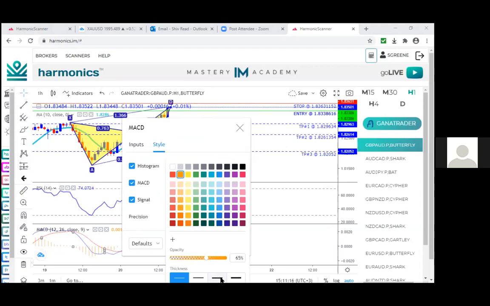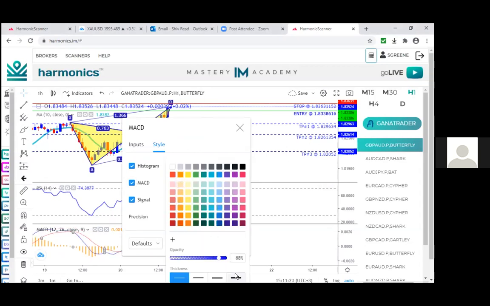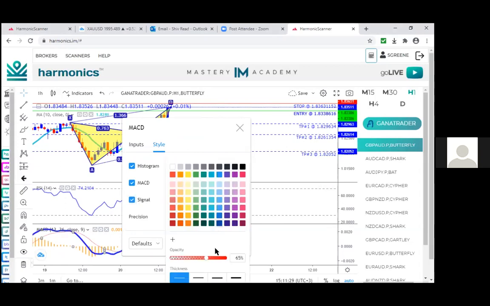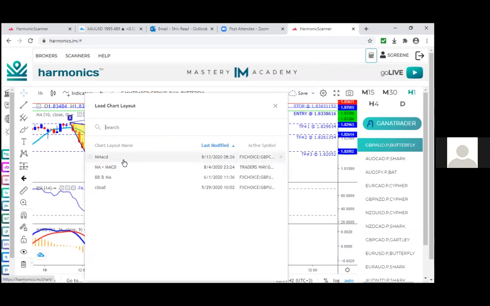So yeah, turn it nice and thick and then go to your MACD, again, pump it up. So a bit darker and then come to signals. Don't need to click on that, sorry, you can leave that. Again, make it a bit darker just so everything's nice and clear. Okay, once you've done that, you just need to click over here and you need to save it. So every time you now come onto the Harmonic Scanner, it's already saved for you. So I can now load my chart.